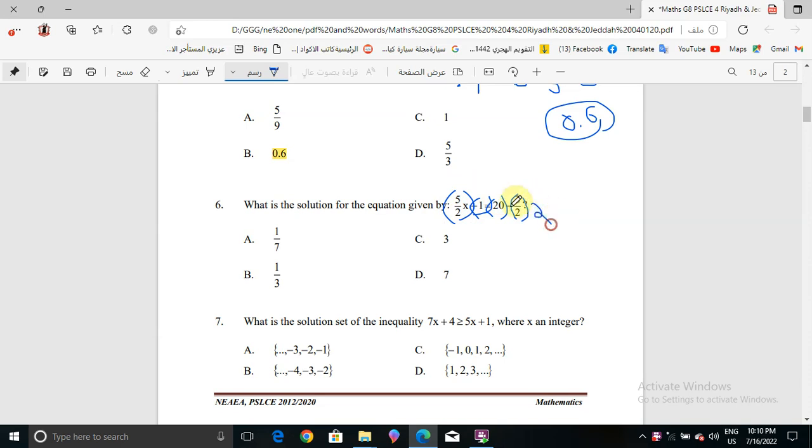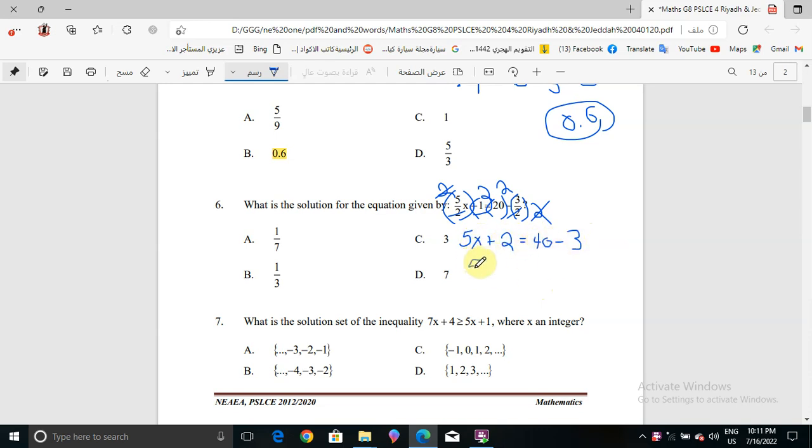Here multiply by 2, here multiply by 2, and here also multiply by 2, and here also. Then cut 2 by 2, and here also cut 2 by 2. Then what you will get here, 5x plus 2, because 2 times 20 is equal to 40 minus 3.